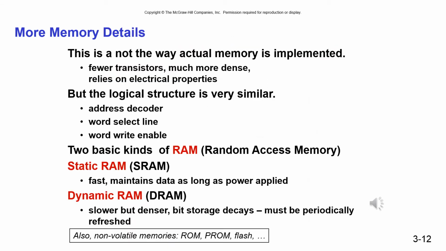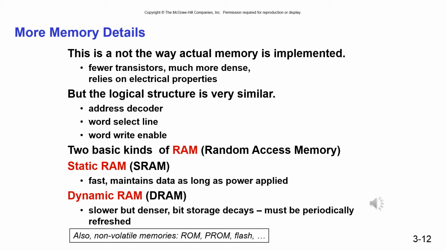The diagram we just reviewed is not the actual implementation, the way memory is implemented. The number of transistors is so much denser than can really be represented in any physical way. But the logical structure is very similar. You've got address decoder, word select line, word write enable, and these structures are going to develop more relevance as we bring together the instruction set and the architecture in the remainder of this course.